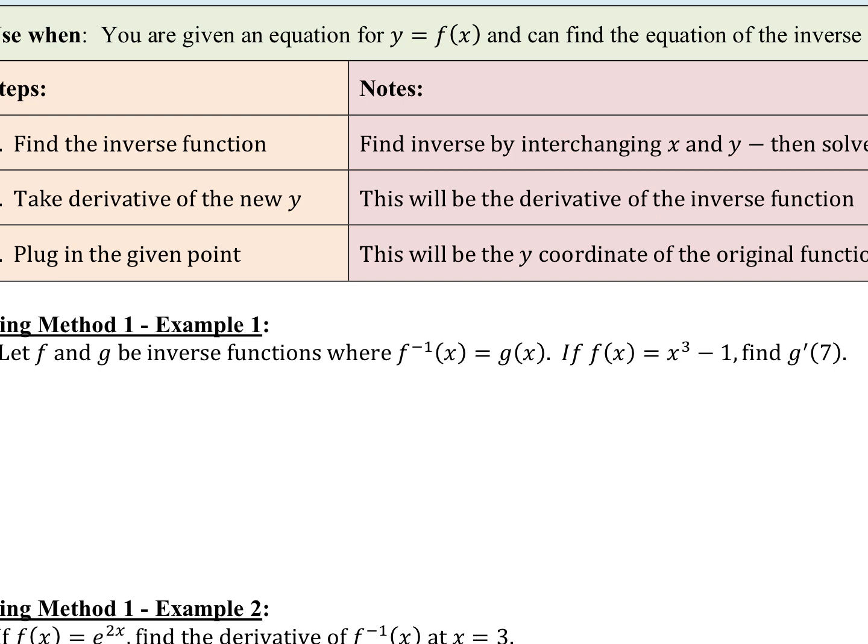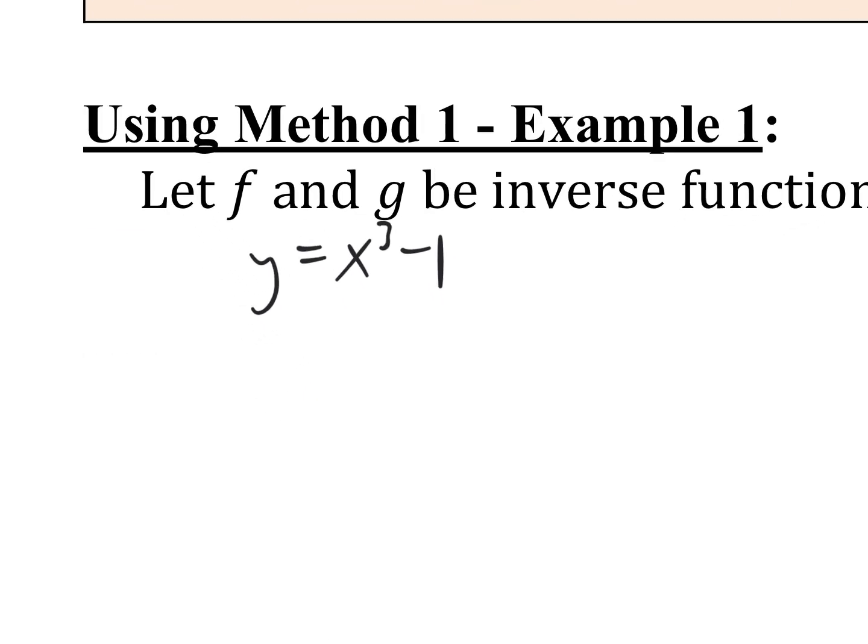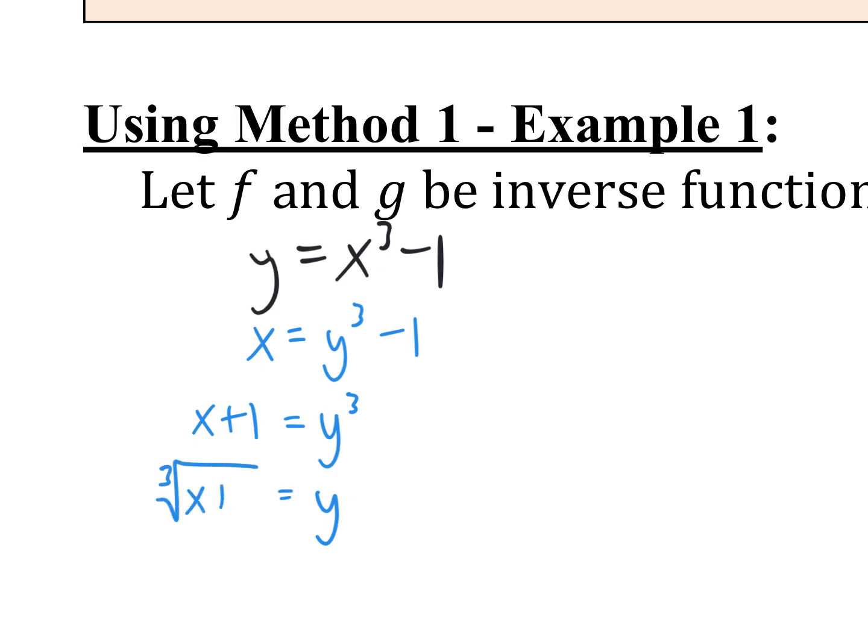So note here that this g prime, I need to find what the inverse function is, and I'm taking the derivative of that. Okay? So, in order to do that, I know that my original function is y equals x cubed minus 1. If I wanted to solve this for my inverse function, what would I do? Switch the x's and the y's. Okay? So this becomes x equals y cubed minus 1, and I can solve this for y. So I get that y equals the cube root of x plus 1.